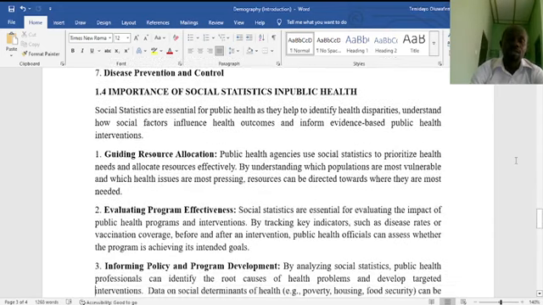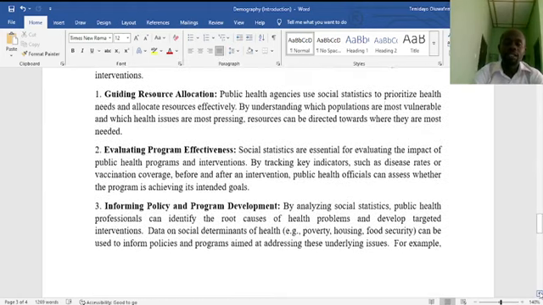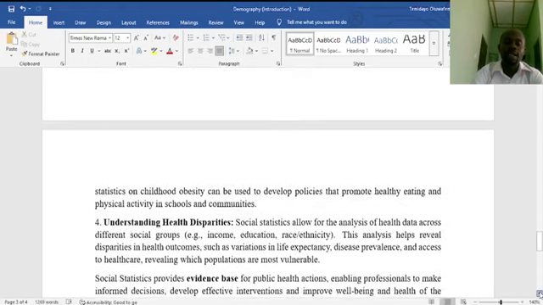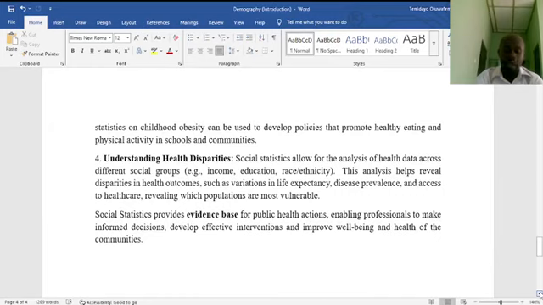For social statistics too, they are relatively the same in terms of the importance. We have guiding resource allocation, evaluation of program effectiveness, informing policy and program development, and then understanding health disparities. So, just like I said, demography and social statistics in terms of application in public health are a little bit related.